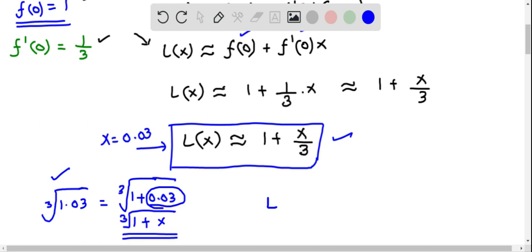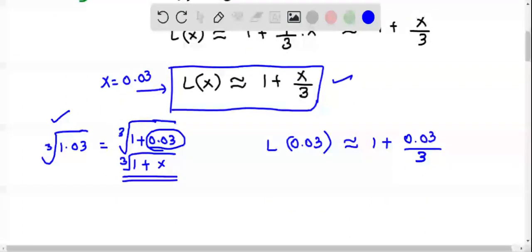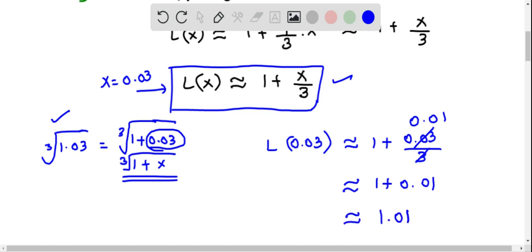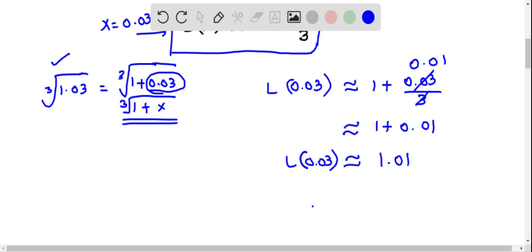So let's do that. Therefore this becomes L of 0.03, which is approximately equal to 1 plus 0.03 divided by 3. We can divide this by 3 and we get 0.01. So it is 1 plus 0.01, and this is approximately 1.01. This is L of 0.03, which is the approximate value of the cube root of 1.03.